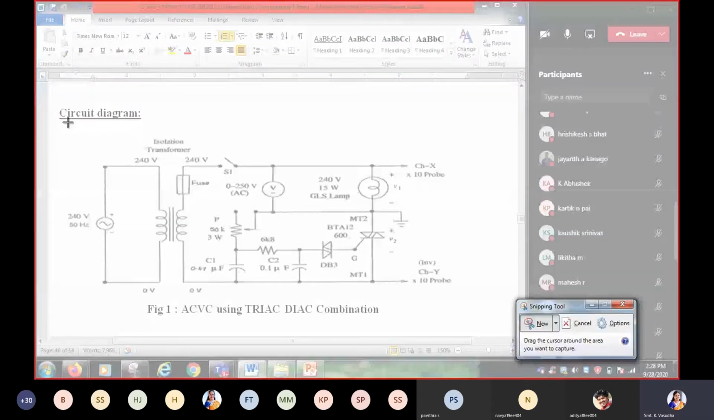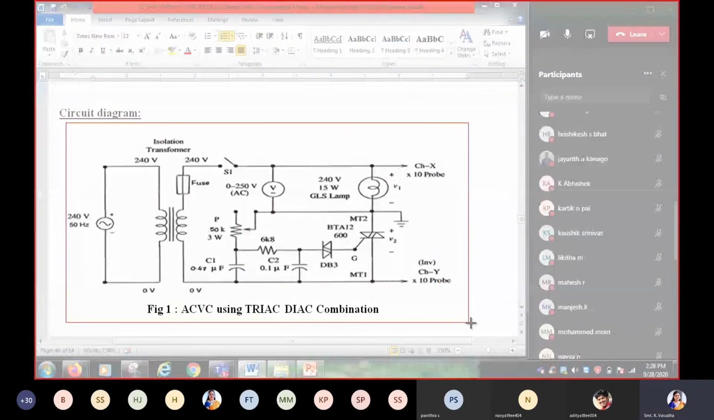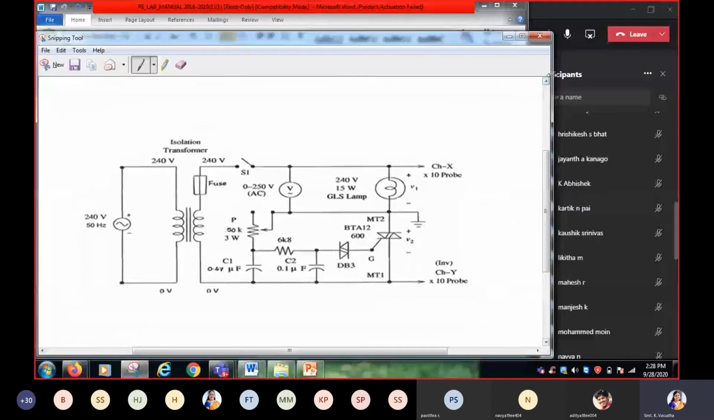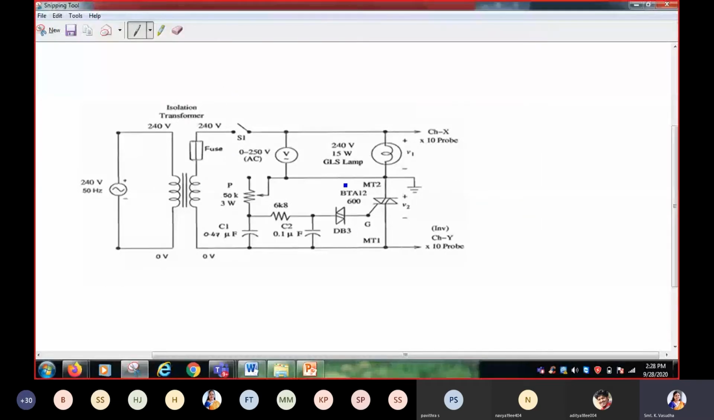Okay, first let me explain the operation of this circuit. Now you can observe the circuit. We have a 230 volt supply and an isolation transformer. We have a fuse and switch connected here, only for protection purposes. This is the voltmeter which we have connected to measure voltage across the bulb.